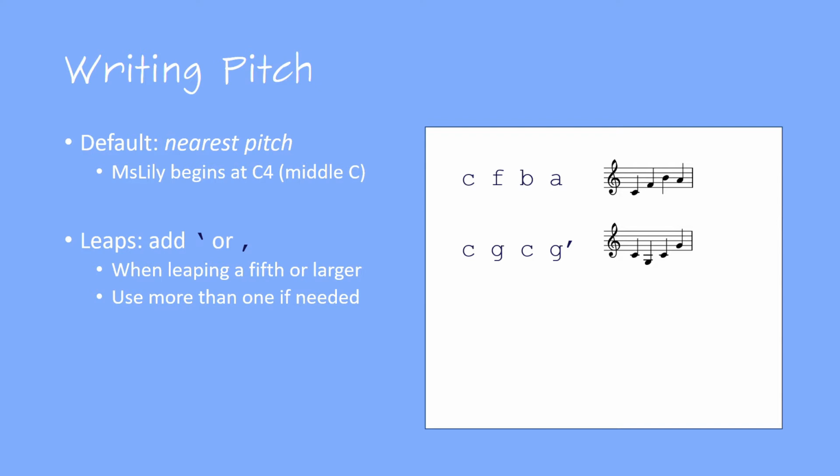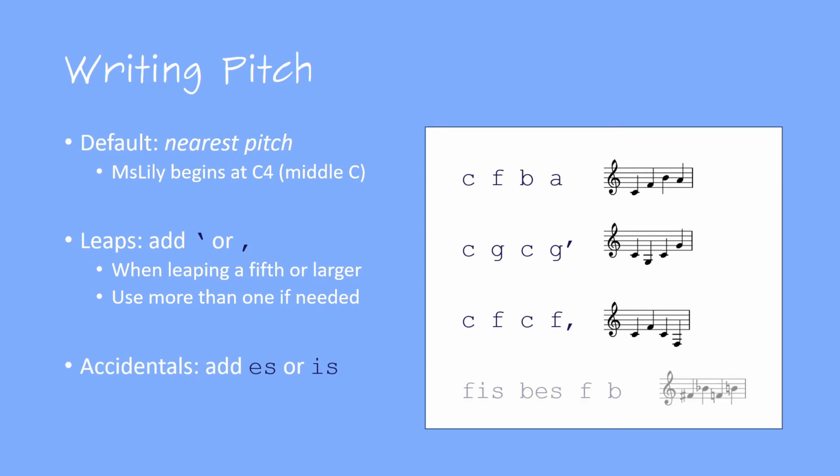For flats, add es to the letter, and for sharps, add is. So B flat is bes. LilyPond needs every pitch to be a full name. If you want a B flat, write bes, even if the accidental isn't to be shown on your score. Time to make some more changes.